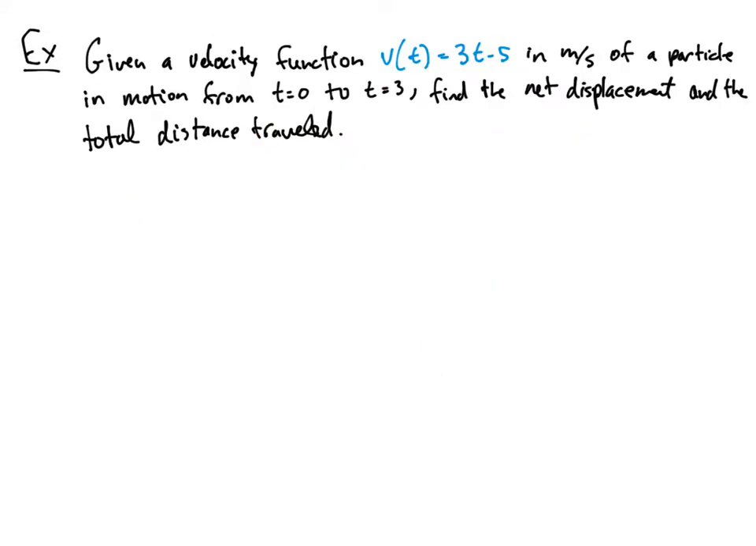All right, in our last example, it says, given the velocity function v of t equals 3t minus 5 in meters per second of a particle in motion from time equals 0 to time equals 3, that's in seconds, find the net displacement and the total distance traveled. So net displacement and total distance. Now we need to differentiate between what these two things mean. What is displacement and what is distance?